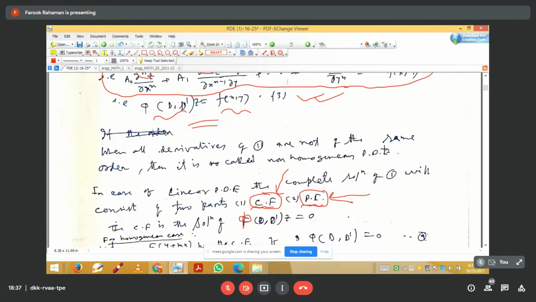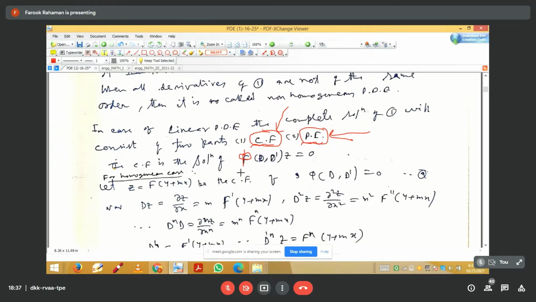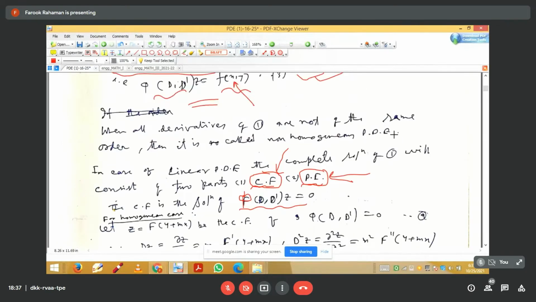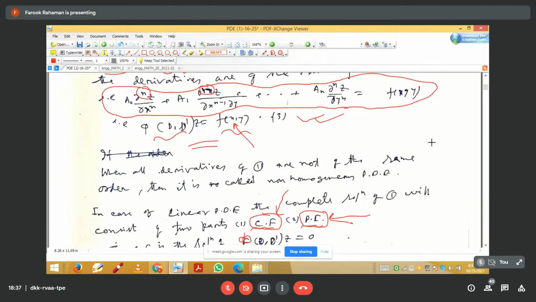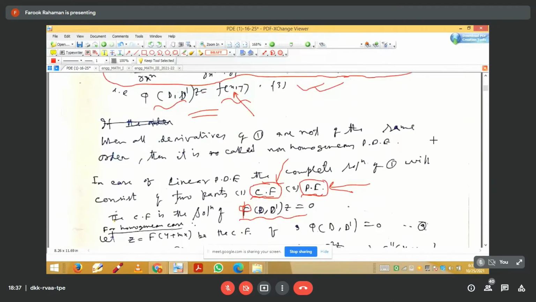To find the CF, we just put the right hand side to be 0. That means the right hand side term, small f(x,y), we just take as 0 to get the complementary function. This is a standard procedure. This procedure was discovered in the 18th century, so it is quite old.